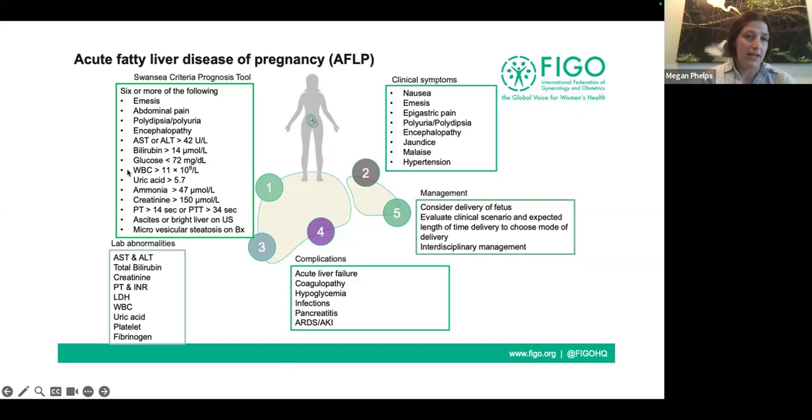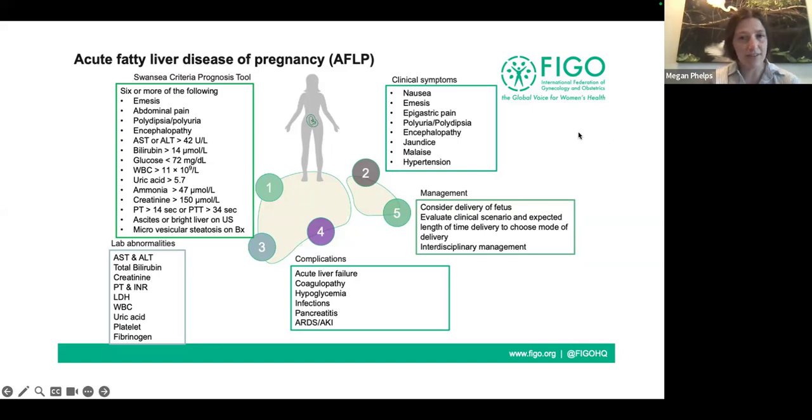bilirubin greater than 14. If you have someone who's hypoglycemic, I would think about this. Getting uric acid and ammonia levels can be helpful. You can get a right upper quadrant ultrasound. Sometimes it shows a bright liver, but sometimes it doesn't. And then you would know for certain if you had a biopsy, but generally care is not postponed for biopsy results. You would just proceed with delivery.